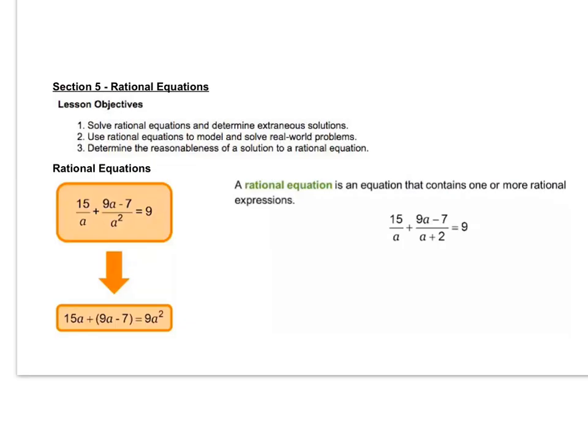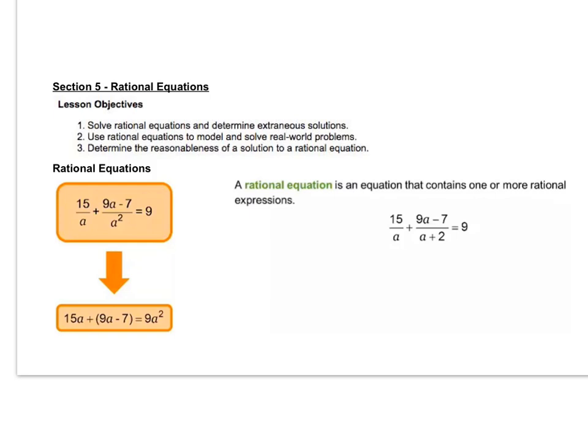Okay, we've got another video for Algebra 2, and this is Section 5, and this is about rational equations, okay? So our objective is we want to solve rational equations and determine extraneous solutions, use rational equations to model and solve real-world problems.